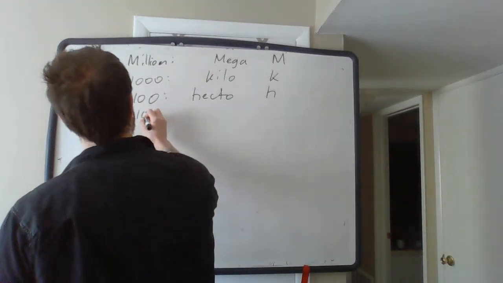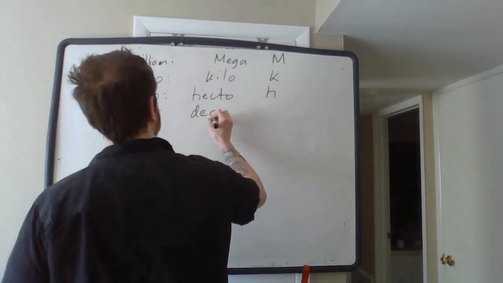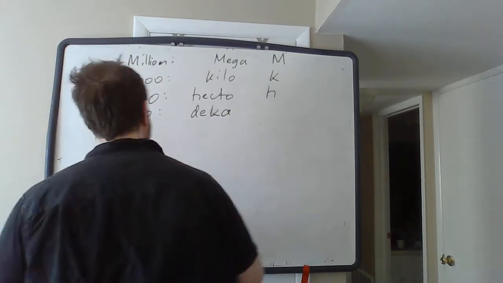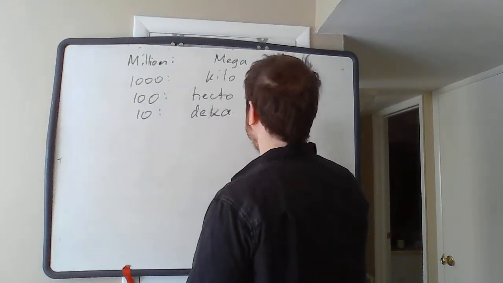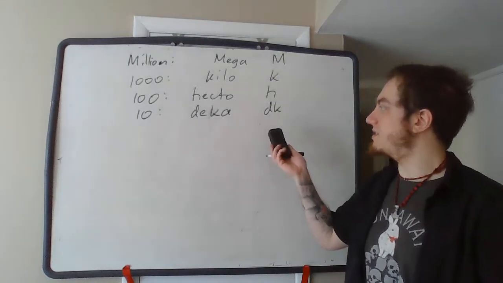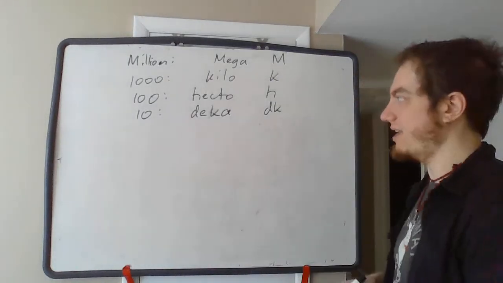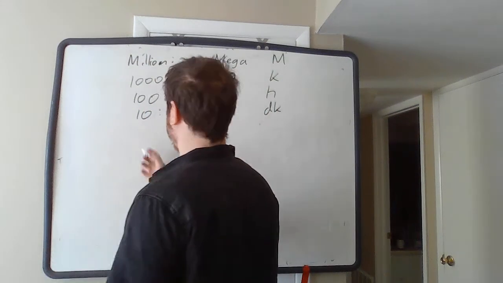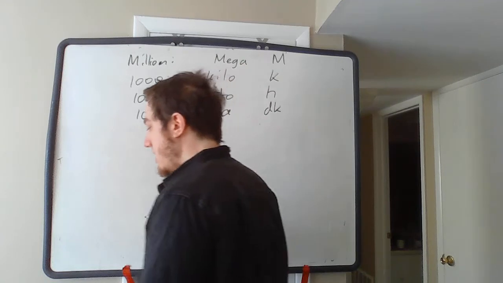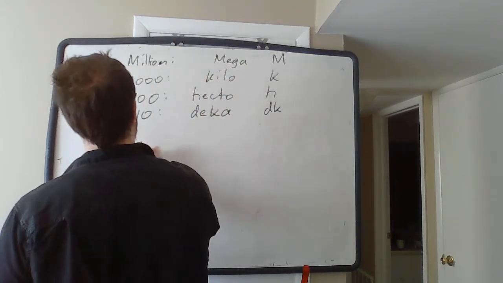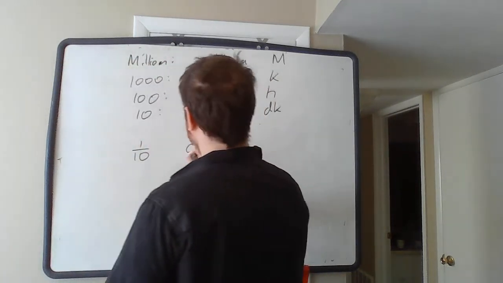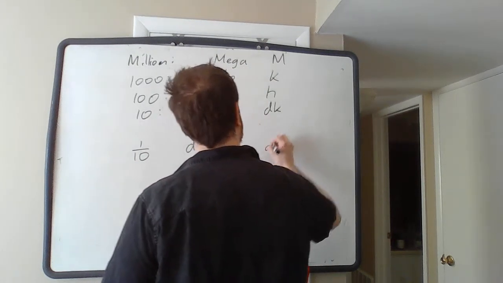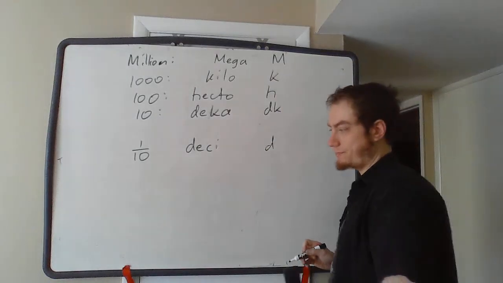You can change things by a factor of 10 using deca, which apparently I can't spell. It's D-E-K-A here, and this has the symbol DK. Now, once again, I've never really seen this used very much, but it is out there. Then, of course, you can just have the regular unit itself, so we won't bother writing that down. You can change things by a factor of 1/10 using deci, and this is symbolized with just a lowercase d.